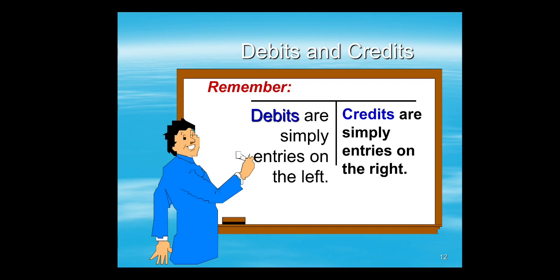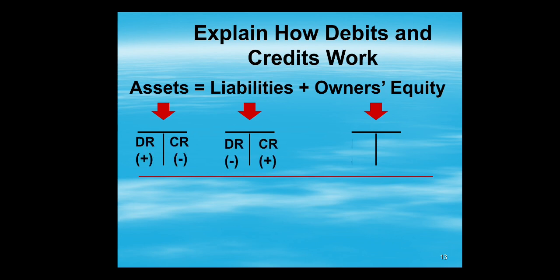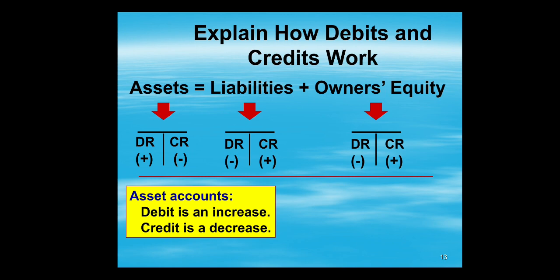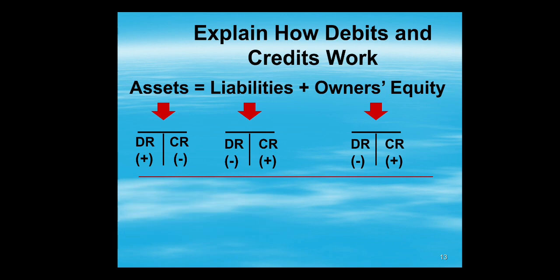Okay, remember this. Debits are simply entries on the left. Debit means left, or an entry or record on the left side. Credit means right, or a record on the right side. So if somebody mentions debit, you have to remember debit means left, a record on the left side of an account. Credit means right, or a record on the right side of an account. Okay, this is the rule of debit and credit. Very easy to remember.